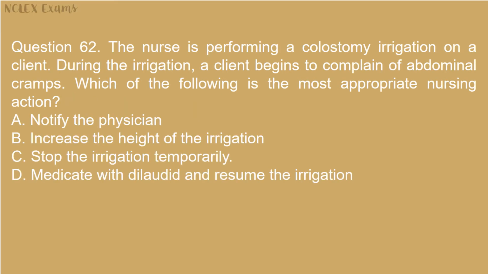Question 62. The nurse is performing a colostomy irrigation on the client. During the irrigation, a client begins to complain of abdominal cramps. Which of the following is the most appropriate nursing action? A. Notify the physician. B. Increase the height of the irrigation. C. Stop the irrigation temporarily. D. Medicate with Dilaudid and resume the irrigation.